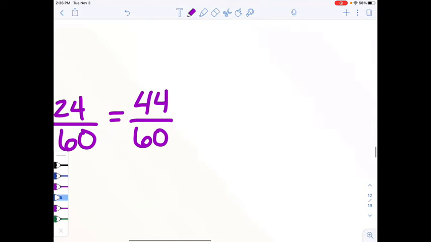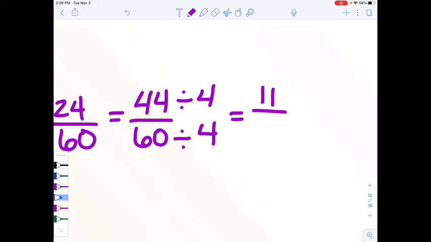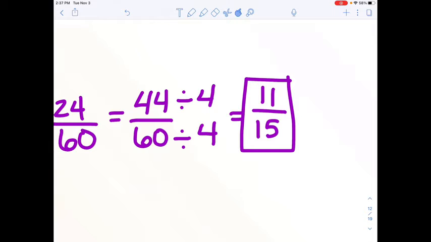Then I need to simplify. I can divide both of these by 4. 44 divided by 4 is 11. 60 divided by 4 is 15. I can't simplify that any further, so my answer is 11/15.